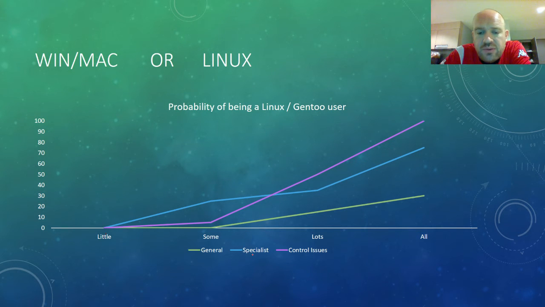Sage Math only runs on Linux. It doesn't run on Windows. So you have to install Linux in order to use Sage Math. So if you have some specialist software like that that only exists on Linux, of course you're going to be more likely to use that operating system.